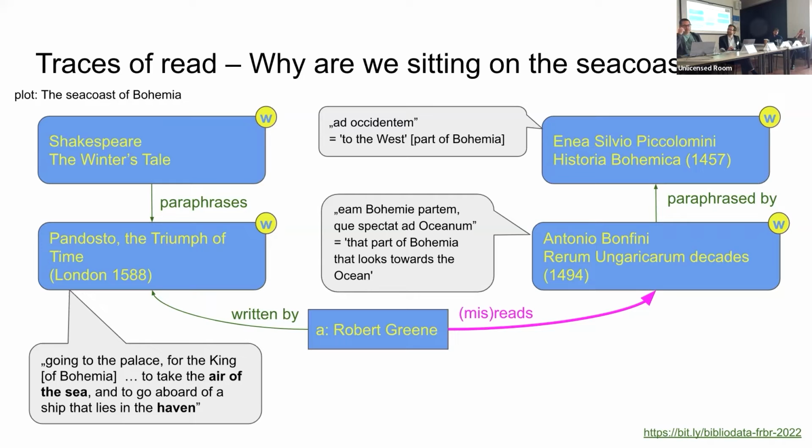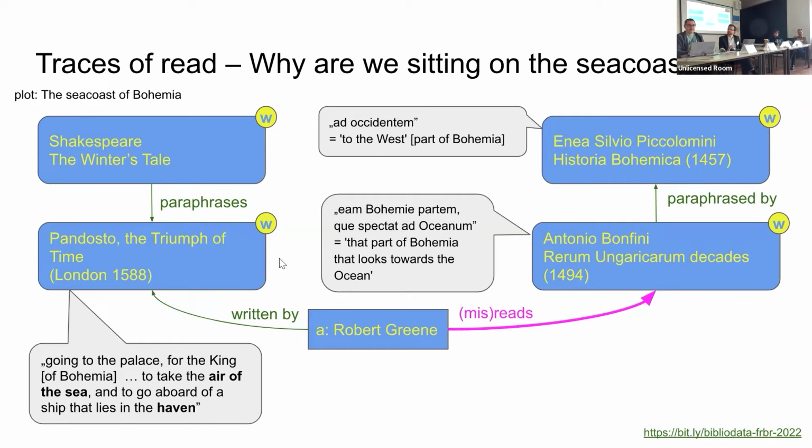Piccolomini was also a Renaissance man. He later became Pope, Pius II, if I'm correct. And he wrote a book about these wars and the history of Bohemia, and he expressed himself simply: to the West. And Bonfini, as another Renaissance man, would like to be more eloquent and more scholarly, so he translated or paraphrased it as that part of Bohemia that looks towards the ocean.